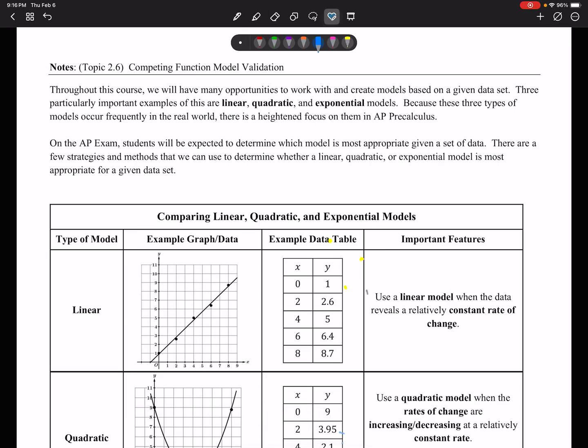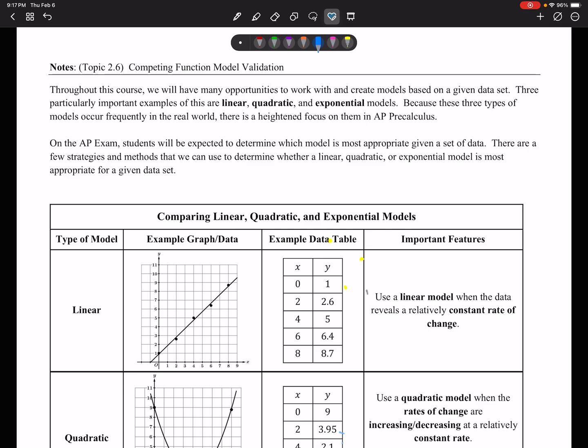When we talk about creating models given data sets, the most common types of models that occur in the world would be linear, quadratic, and exponential models. Because these are the most popular, most common types of models, students are going to be expected to determine which model is appropriate given a set of data on the AP exam.